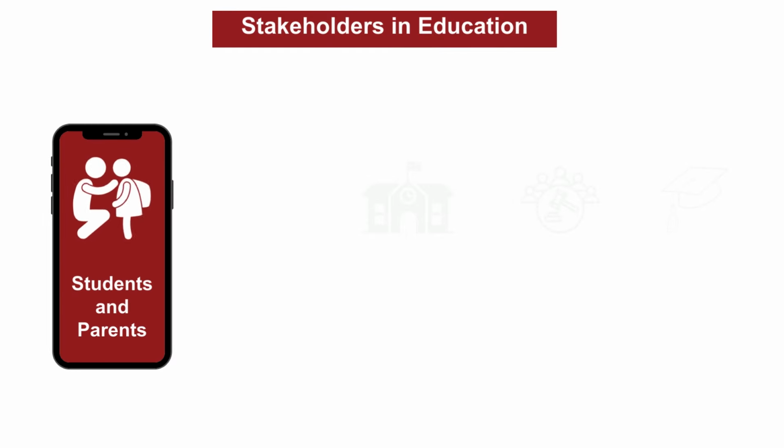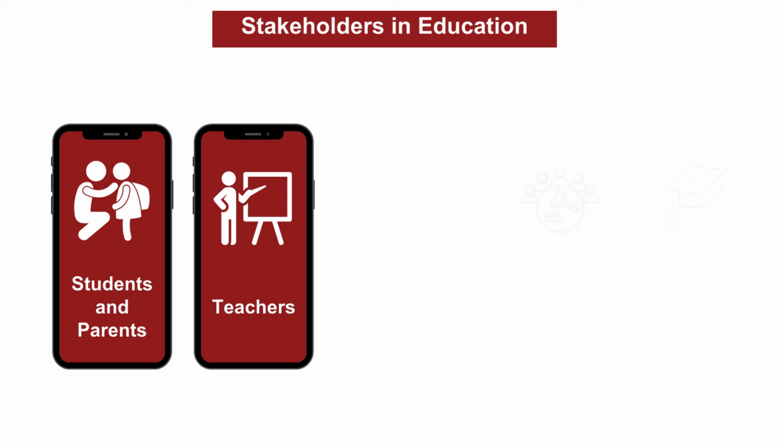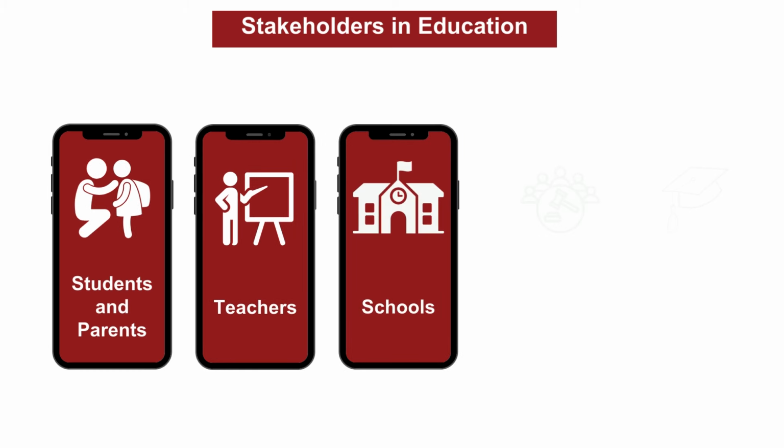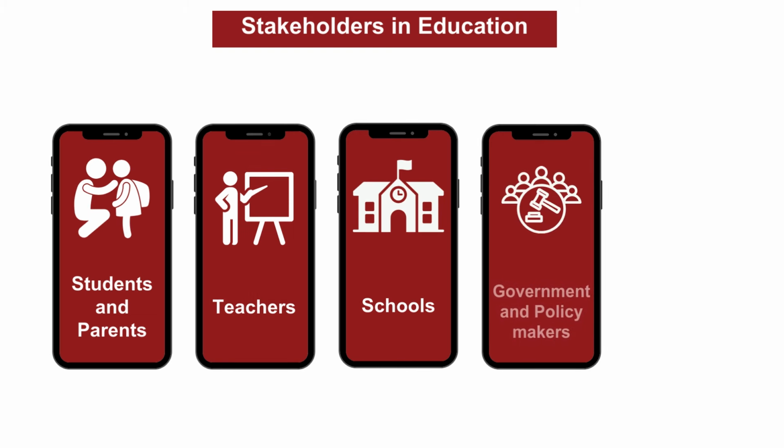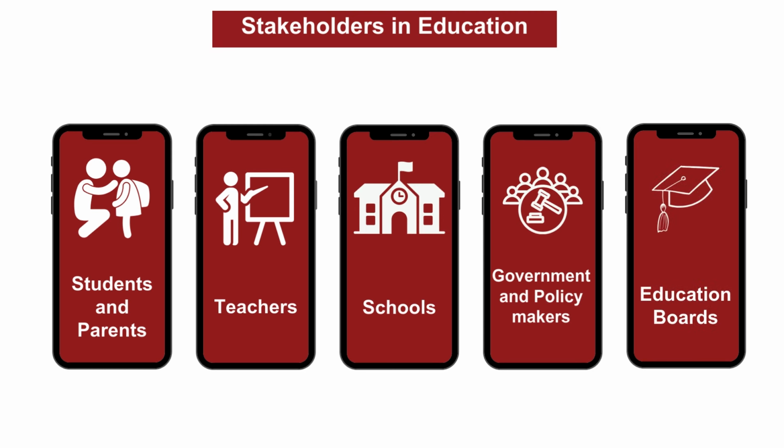In the field of education, there are several stakeholders who play important roles. These include students and parents who are the heart of the learning process, teachers who guide and educate, schools which provide the environment for learning, government and policymakers who set the rules and regulations, and education boards which oversee standards and assessments. Each of these stakeholders contributes to the overall success of the education system.